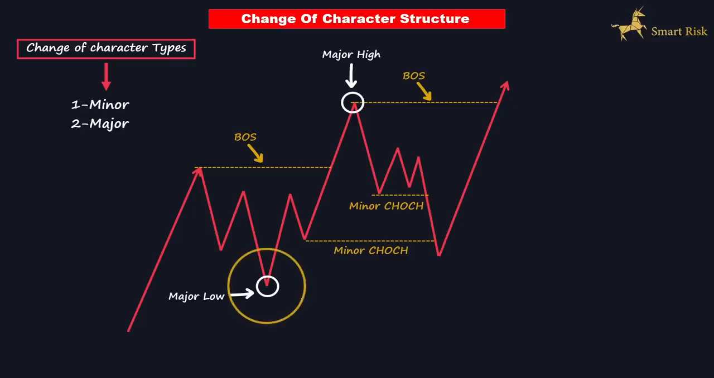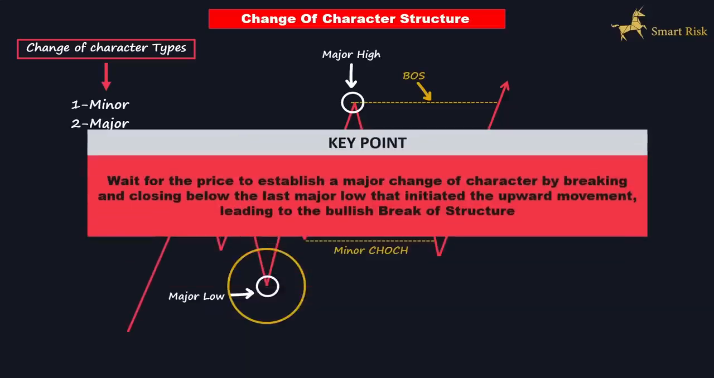Their identified change of character was invalid, and the price only was in its retracement phase before continuing to its primary direction. To obtain a valid market structure shift signal, one should patiently wait for the price to establish a major change of character by breaking and closing below the last major low that initiated the upward movement, leading to the bullish break of structure.